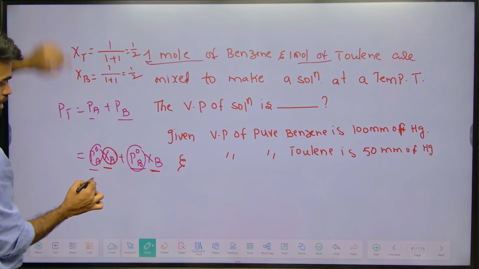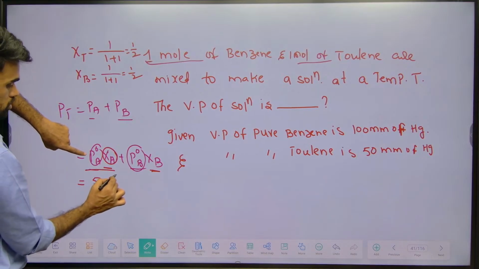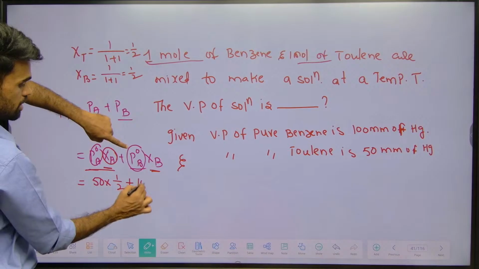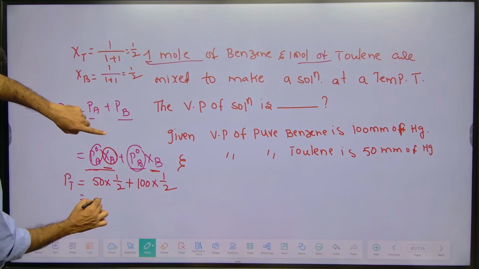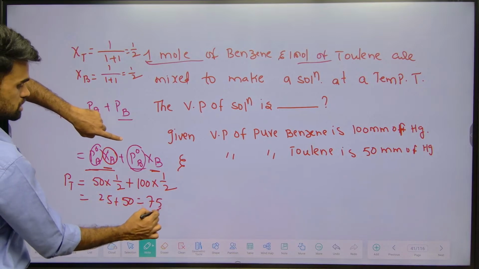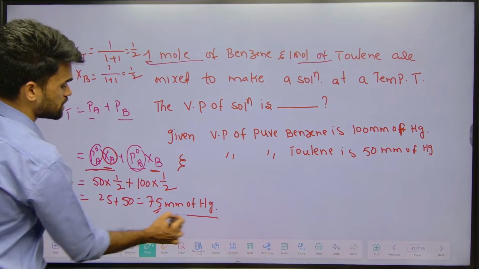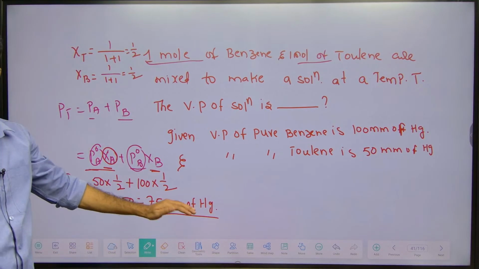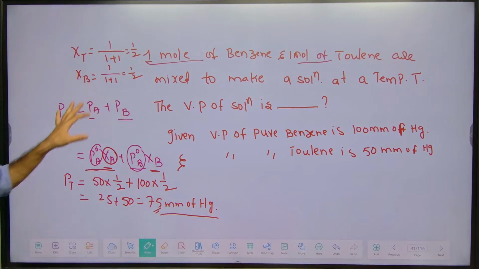So you put the values in, for toluene first: 50 into 1/2 plus 100 into 1/2. So this is 25 plus 50, which is 75 mm of Hg. So what is this mm of Hg? This is also a unit to express pressure. Clear, everyone, how we are doing?